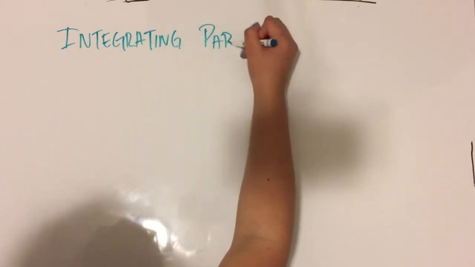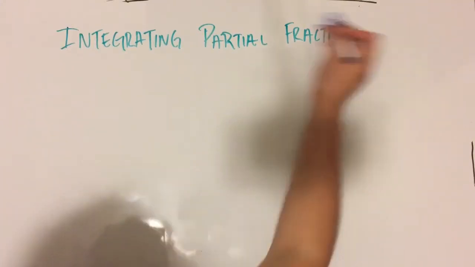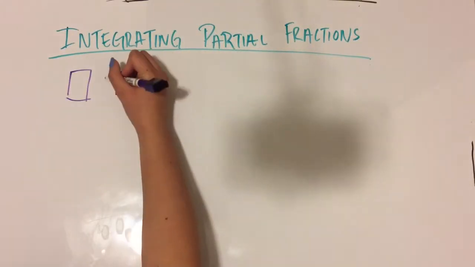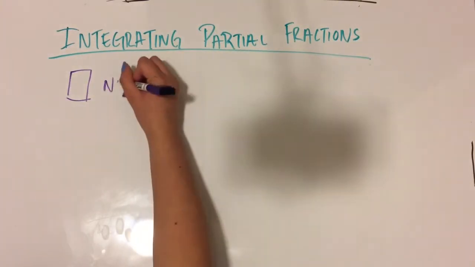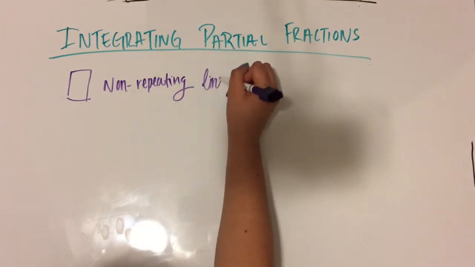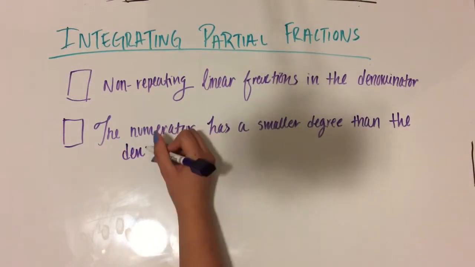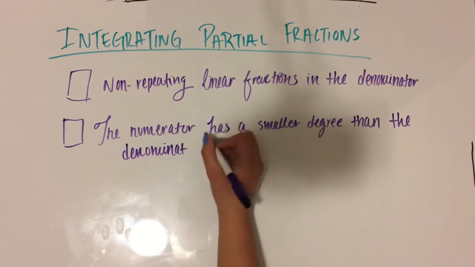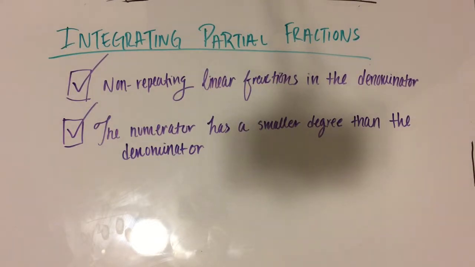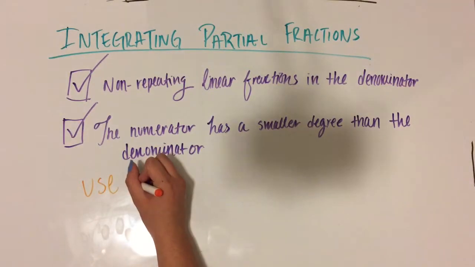Now we will review integrating partial fractions. When you know a fraction has non-repeating linear fractions in the denominator, and you also know that the numerator has a smaller degree than the denominator, you can use partial fraction decomposition to solve the problem.